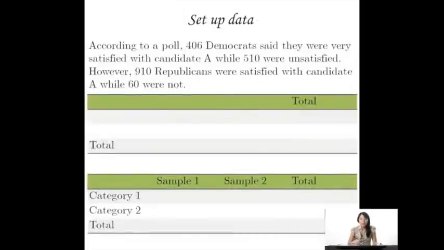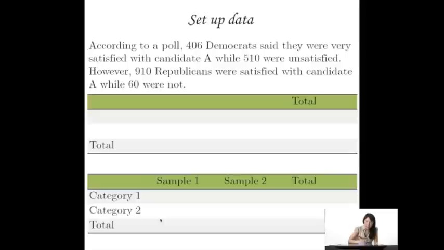So in order to use the chi-square formulas, it's often helpful to set up your data in a particular way. Often these formulas will refer to rows and columns, and so you really need to have the right data in the rows and the right data in the columns in order for any of these formulas to be used correctly. So it's helpful to set up your data in this way.